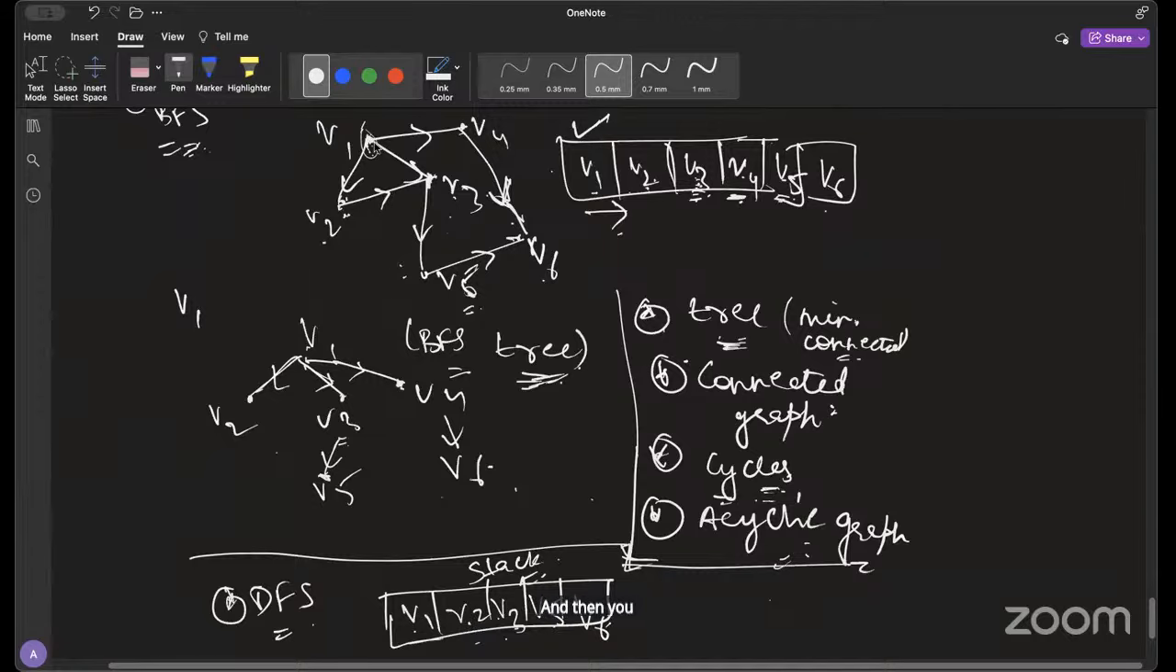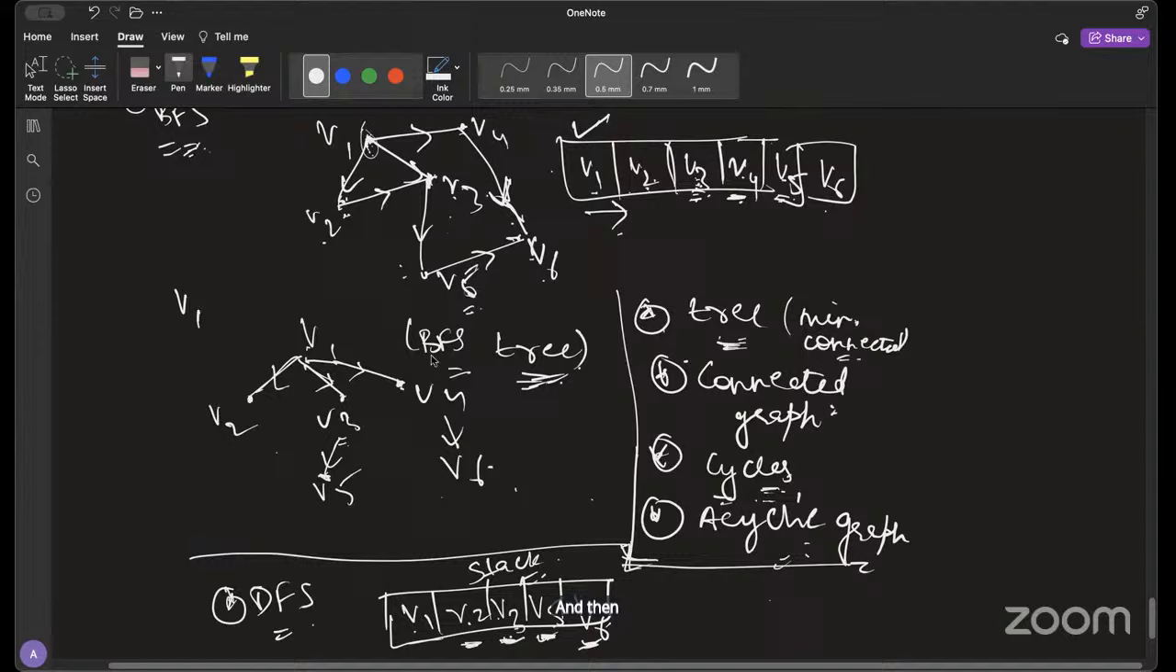Then you come back to the last one. V6 is here, and then you come back to V5. From V5, you could only go to V6, and there's no other place to go. Then you come back to V3. From V3, you can only go to V5, and no other place to go. So V5 is done. We have explored all of these. And then from V3, you go back to V2. V2 is not connected to anything else, so this is also done. And then you go back to V1.